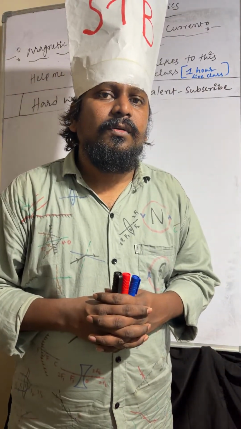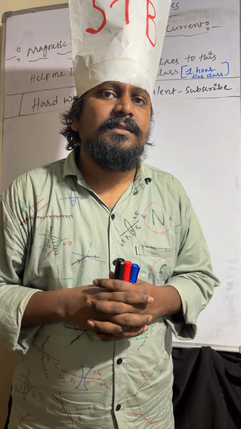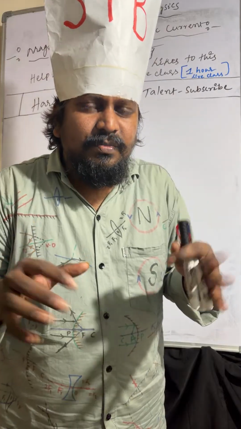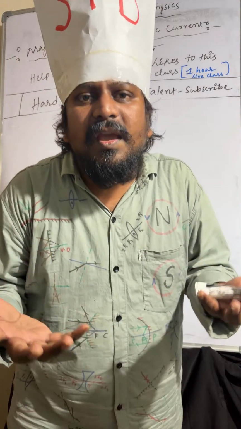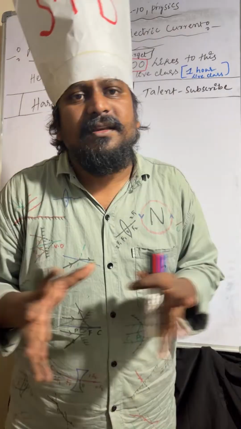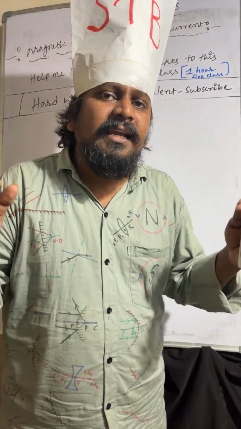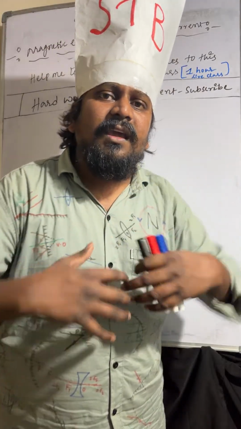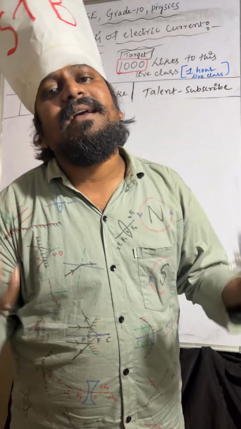Now we'll discuss the current carrying conductor. A current carrying conductor produces a magnetic field and behaves as a magnet.